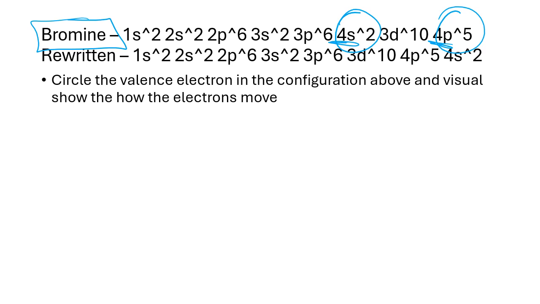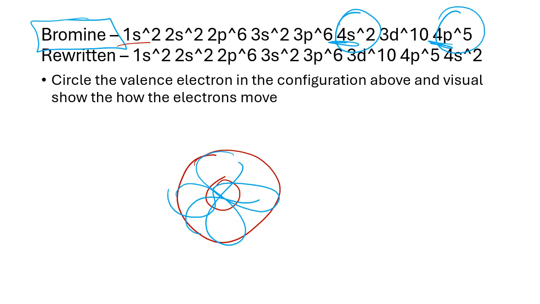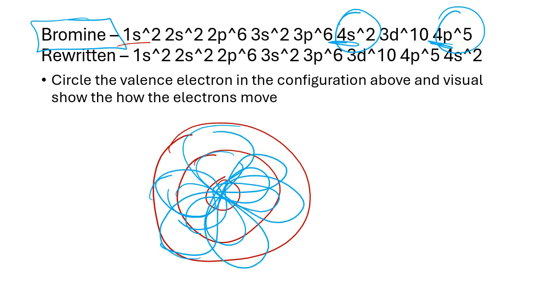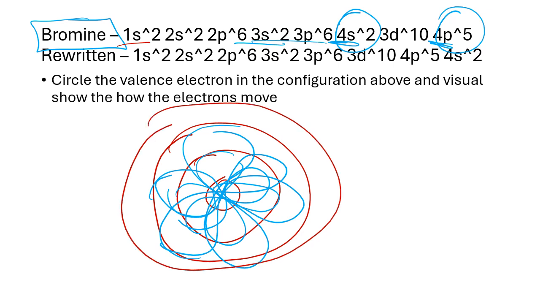Now, I'm going to draw this. It's going to get messy. We'll see how it goes. 1s2, 2s2, 2p6, 2, 4, 6, 3s2, 3p6, 2, 4, 6, 4s2, 3d10, so that's going to go closer, like a clover.